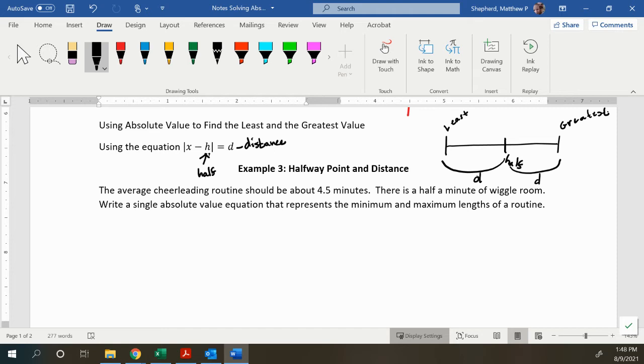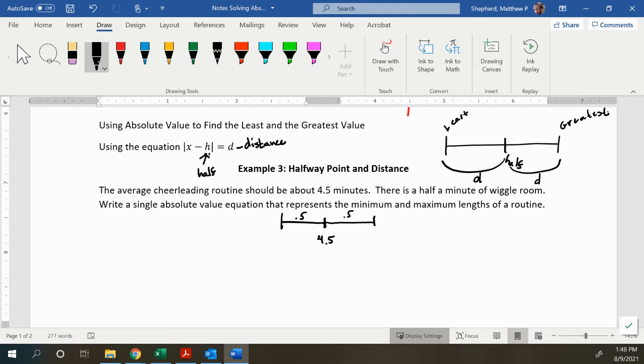Let me kind of demonstrate it. So let's talk about this next problem. The average cheerleading routine should be about 4.5 minutes. Now, that's our desired time. So that's kind of our halfway point, our 4.5. There is a half minute of wiggle room. So we could go about 0.5 above that and we could go about 0.5 below that.